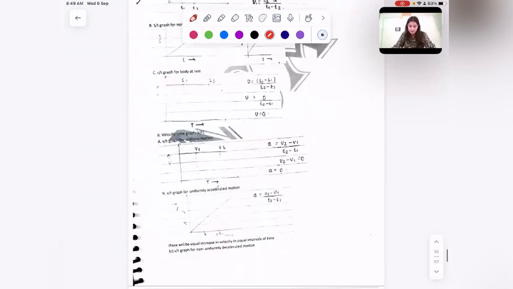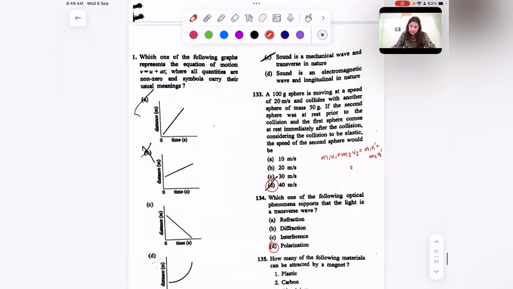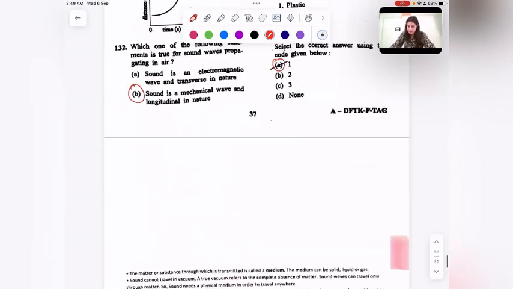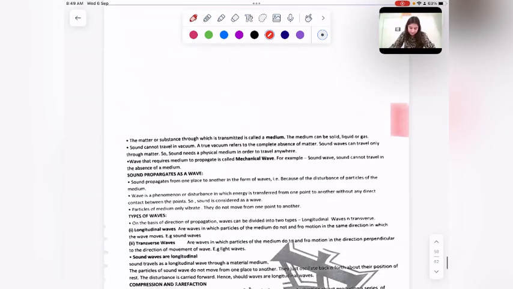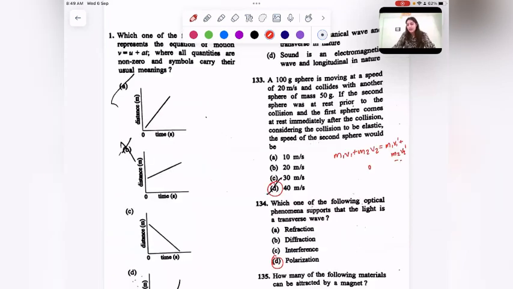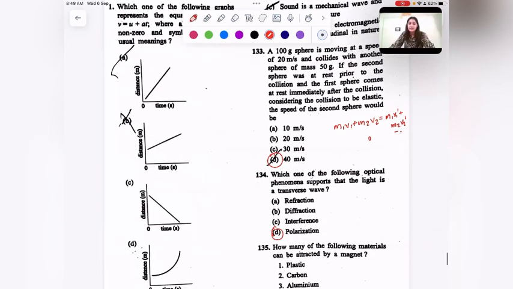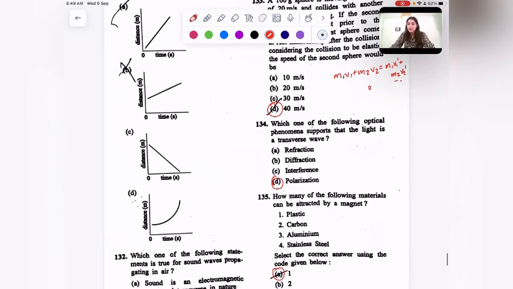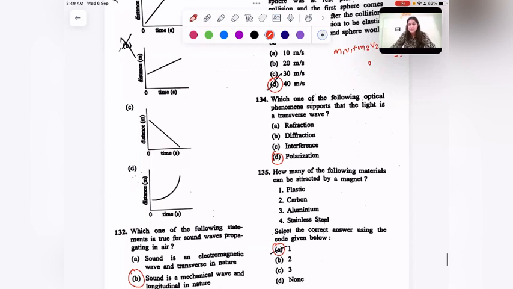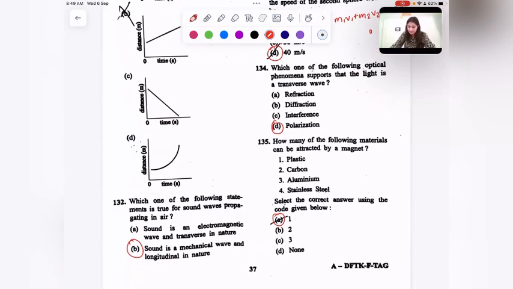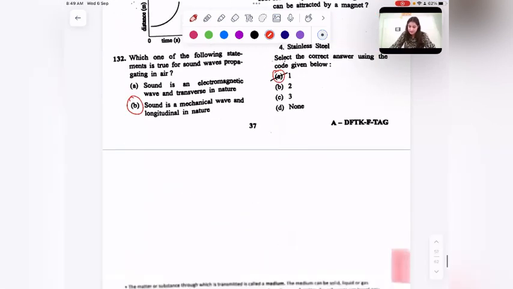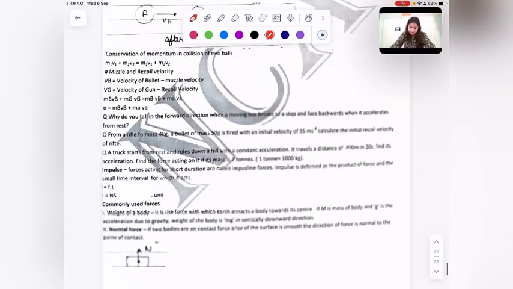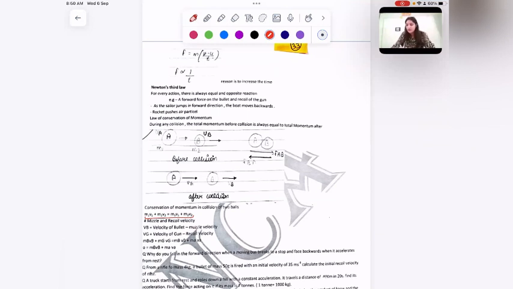Next question. Okay, this question is based on conservation of momentum, right? So this is formula for conservation of momentum. When we apply it, we get the answer as D, 40 meter per second. Next question, which one of the following optical instrument phenomena supports that light is a transverse wave? So D, polarization. Okay. So here formula for conservation of momentum is given, right? Which is required to solve that question.